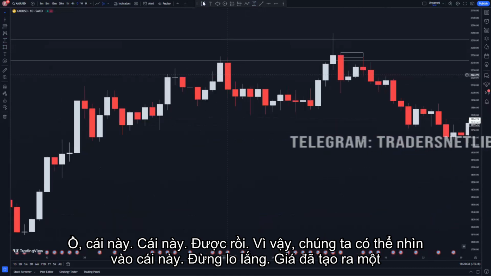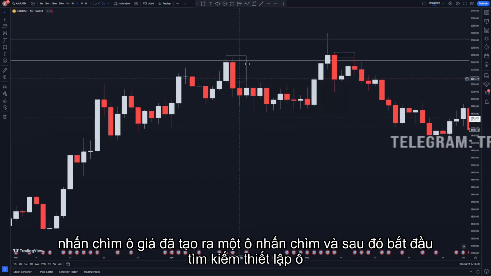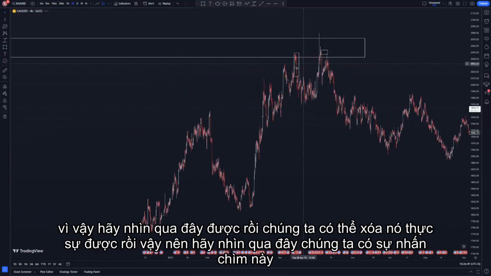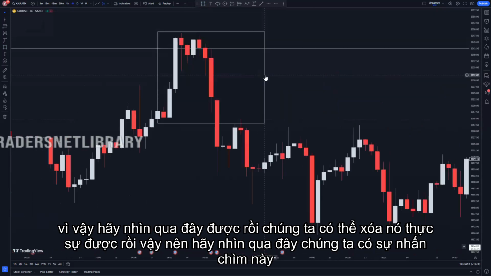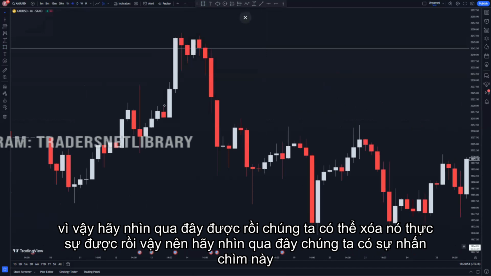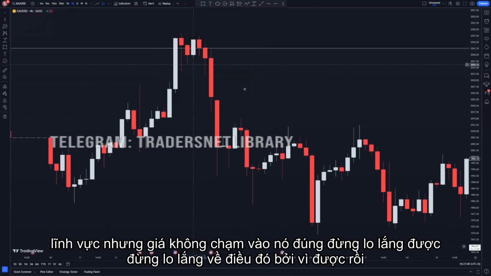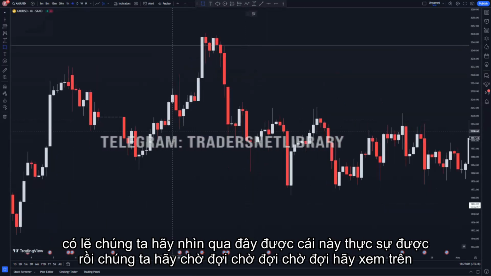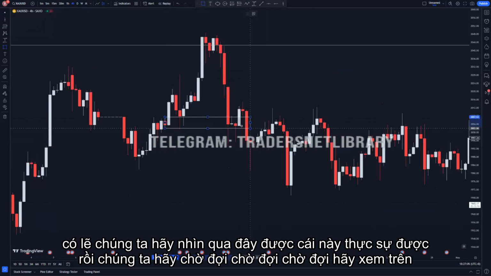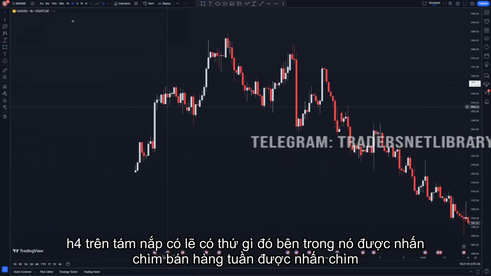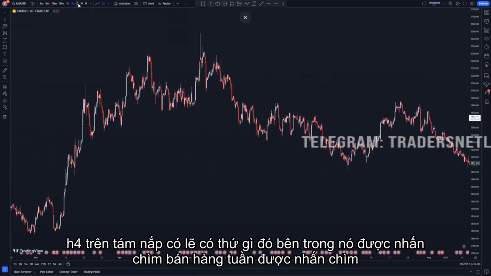All right, so we can look at this one. Don't worry. The price created an engulfing sell, and then we start to look for a sell setup. We can erase this. We have this engulfing here, but the price didn't touch it. Don't worry about that. Let's look at the H4 on this gap, maybe there's something inside it.